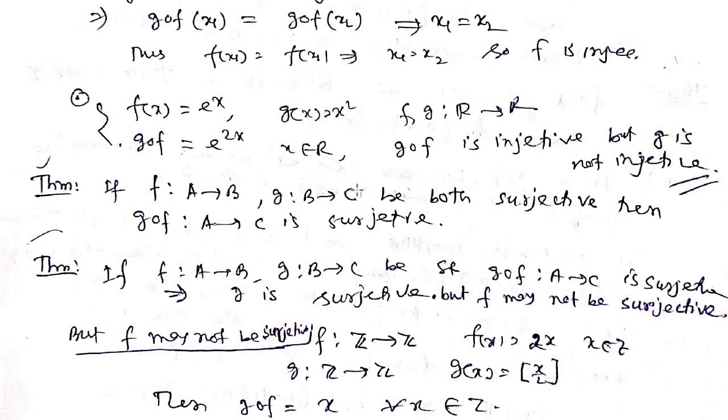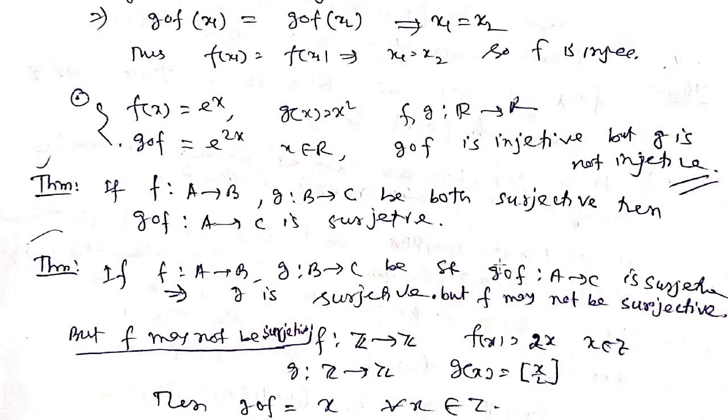Since g is surjective, there exists an element y in B such that g of y is equal to z. Now this y belongs to B and f is surjective, so there exists an element x such that f(x) equal to y. Now let's calculate g compose f for x. This is nothing but g of f of x. So g of y equal to z. So for each z there exists an x. So that is surjective. Here also the converse is not true.